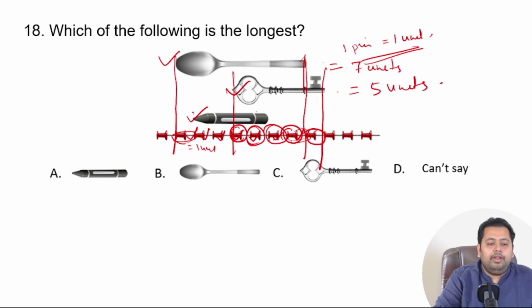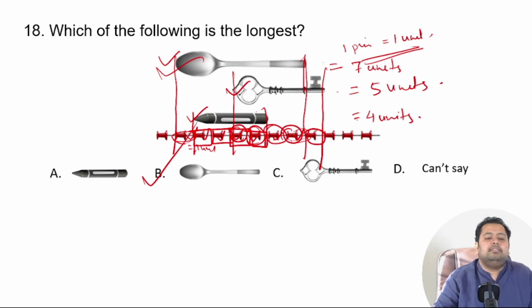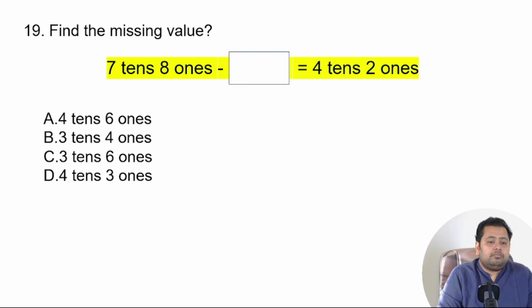Now let's go to the crayon. The crayon, this is the size. So we have 1, 2, 3, and 4, right? So the length of the crayon is 4 units. So very clearly, spoon is the correct answer. Spoon here is the longest. Hope you would have got it correct. Let's now move to the next question.